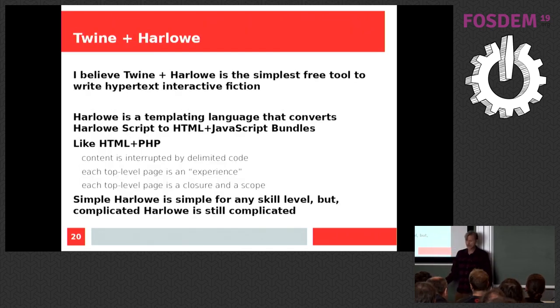I believe that Twine and Harlowe are the simplest free tool to write interactive fiction. Harlowe is a scripting language that converts Harlowe script down into HTML and JavaScript bundles. It's something like HTML plus PHP in that you have content interrupted by code and each top-level page is an experience. Simple Harlowe is simple for any skill level, while complicated Harlowe is still complicated.